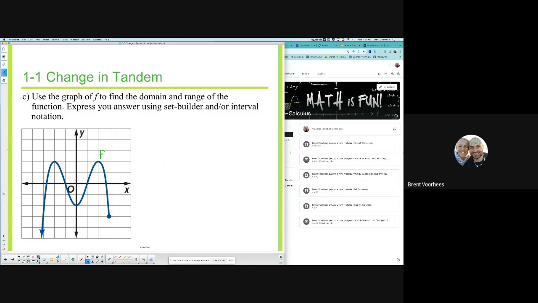Now, I will get to set builder this time around. I haven't done it yet. So this time I'm going to put D way up here. I'll put range on here because I'm going to write it twice. I'm going to show you set builder. So far, I've been working in interval notation.